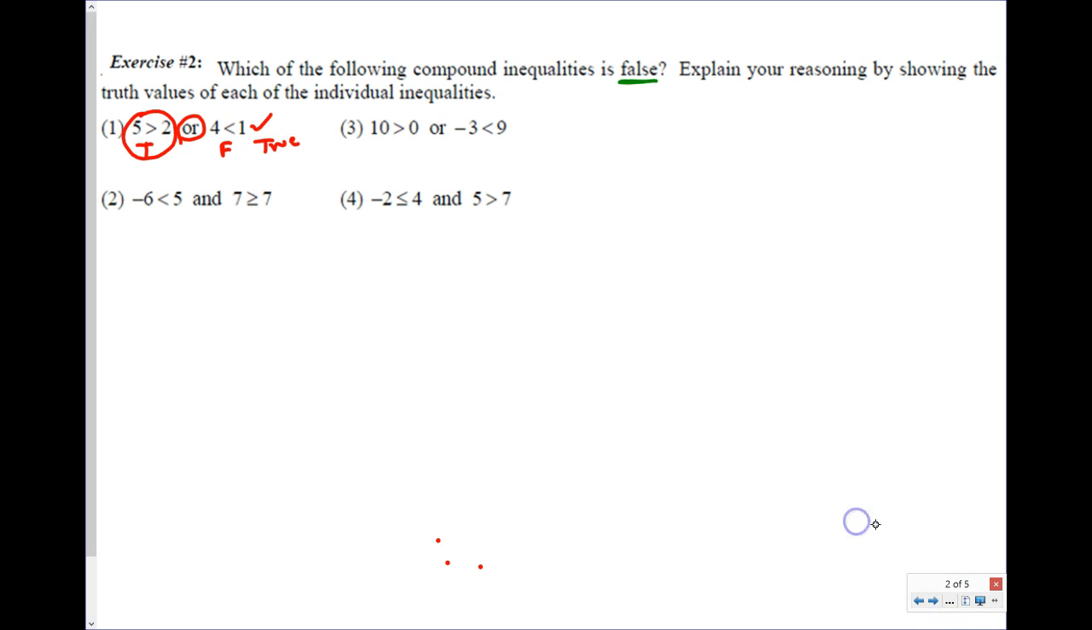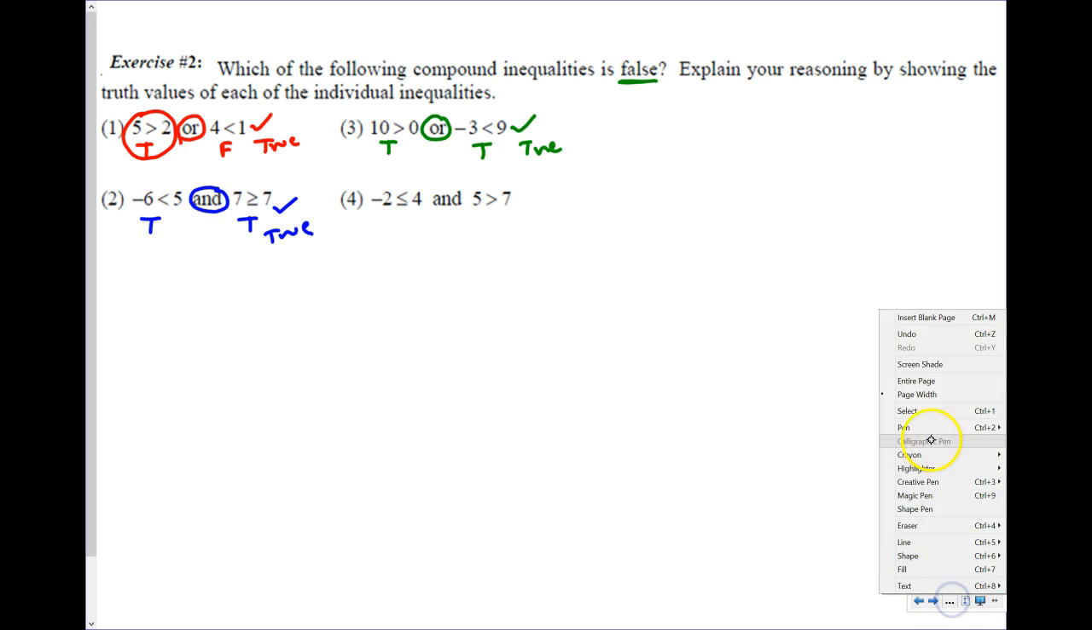Number 2, sorry, I'm just changing my pen colors. Number 2, is 6 less than 5? Yes. And is 7 greater than or equal to 7? Also yes, and because this is an "and," both of them have to be true, so this one is also true. Okay? Number 3, is 10 greater than 0? Yep. Is negative 3 less than 9? Also yes, and because it's an "or," only one of these has to be true. They both are, so that one is also true.